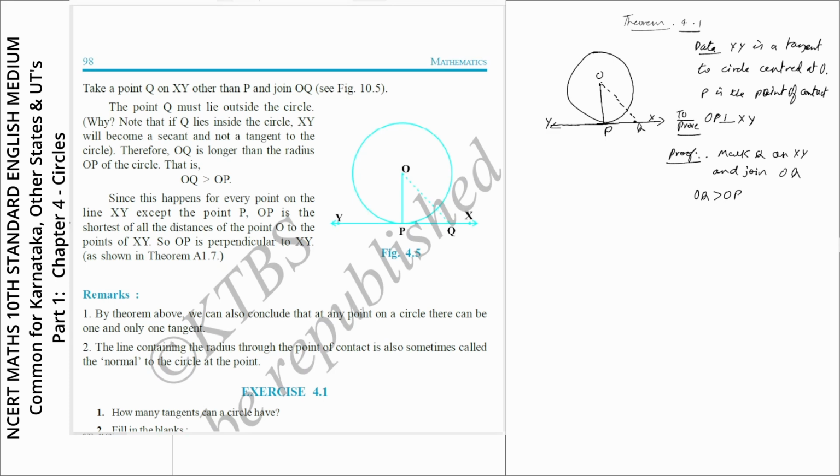Even if you take another point, say for example, R, if I take another point on XY and join it, even now OR will be greater than OP. So you take any point on XY, all will be greater than OP, and OP will be the shortest distance of all. Therefore OP will be perpendicular to XY. I'll write the explanation.